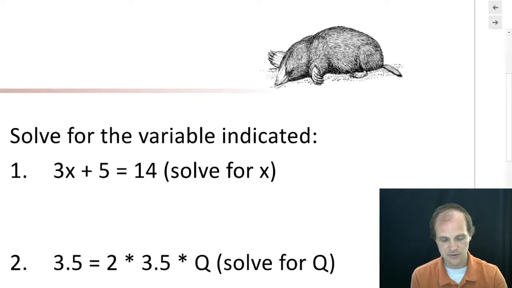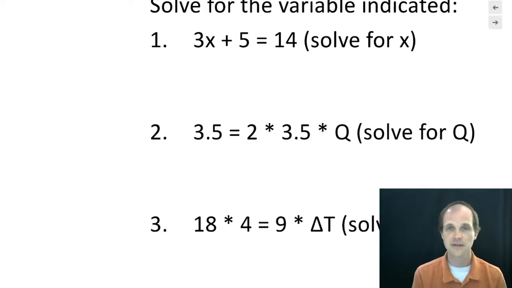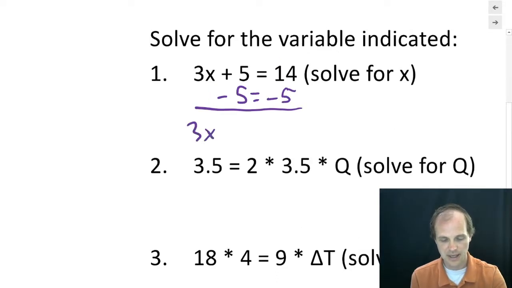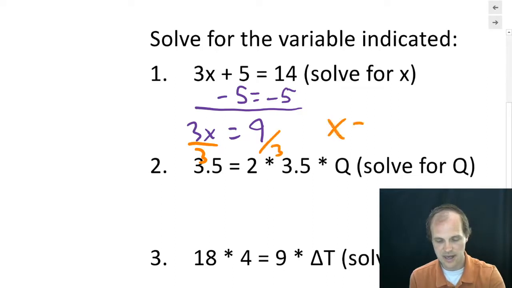All right, a little too far there. Here we're going to be solving for some variables. We want to solve for x. The first thing we're going to do is subtract 5 from both sides. And so we get 3x is equal to 9. Then we divide both sides by 3. And we get that x equals 3.